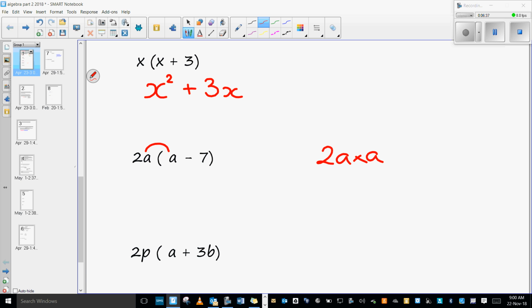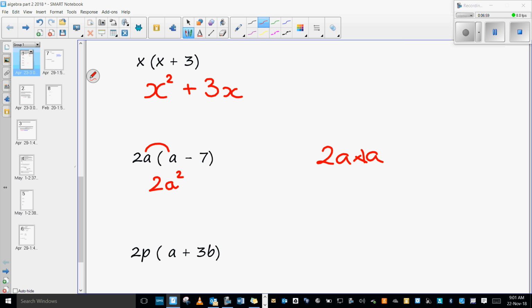So if you've got, are there any numbers that we would multiply? No. Well, there's a secret one. So 2 multiplied by 1, that's going to give us 2. And then how do we write a multiplied by a? That's a squared. Good go. Okay? So that would be 2a squared. Do you want to do the next bit?